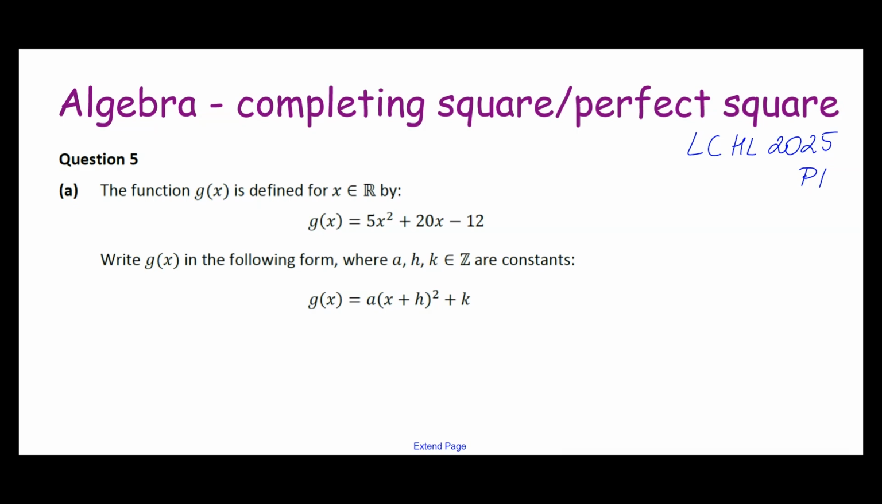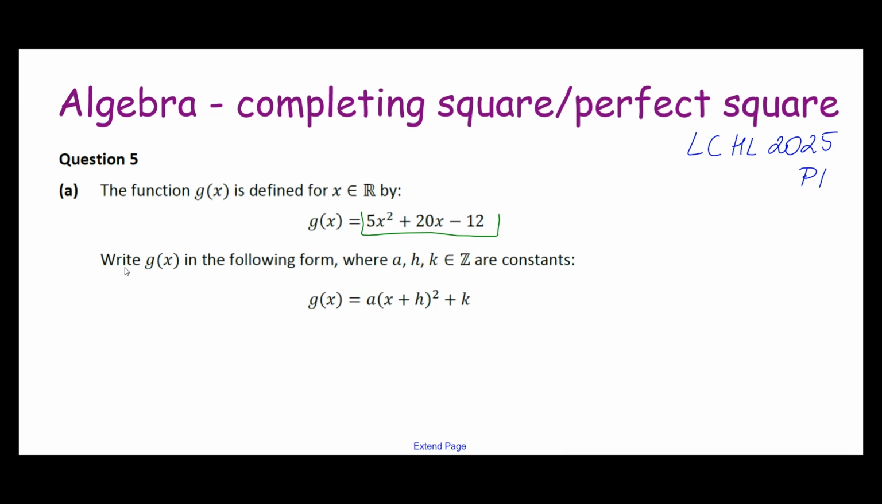Another aspect of algebra is completing the square, perfect square. It has different names. The main idea is that we have a quadratic equation given to us. Sorry, let's read the question. The function g is defined for x by, and we have the function g, and it is a quadratic equation. So I have a quadratic equation.